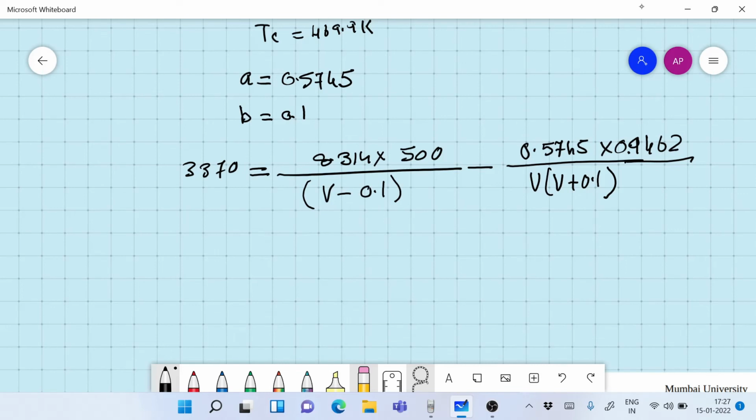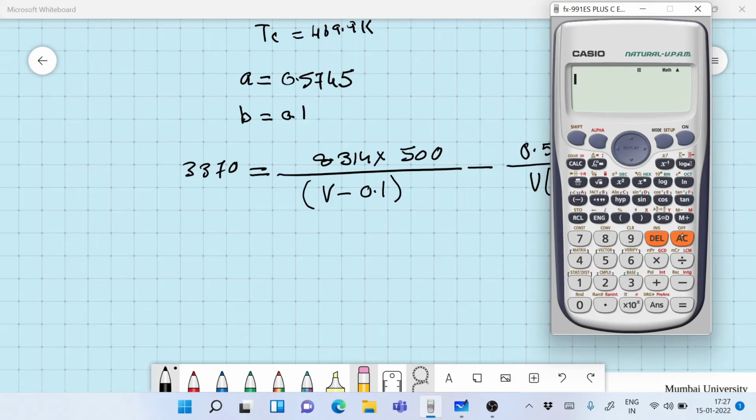Now, whenever you get such equations, don't ever try to simplify it and solve it on the calculator. Use the power of the calculator. I know you can make a cubic equation out of this and give the cubic equation to the calculator, but I'll tell you a better method. So use the power of the solver of the calculator itself.